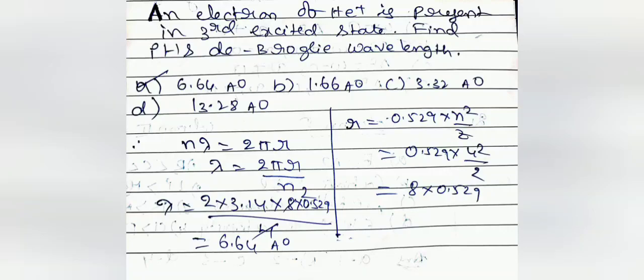Third excited state means n is equal to 4, and we need to use two formulae here. n lambda is equal to 2 pi r and r is equal to 0.529 into n square by Z. After the substitution, we get 6.64 angstrom units as the de Broglie wavelength.